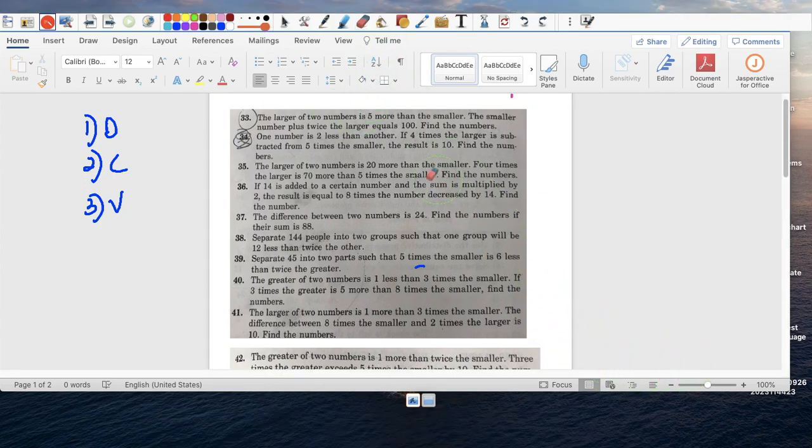What number is this? 37? Okay. I put a pen here. The difference between two numbers is 24. So think about this. One number is x, right? The first number is x. To have a difference of 24, the other one has to be x plus 24. Think for a second and see if that makes sense, right?